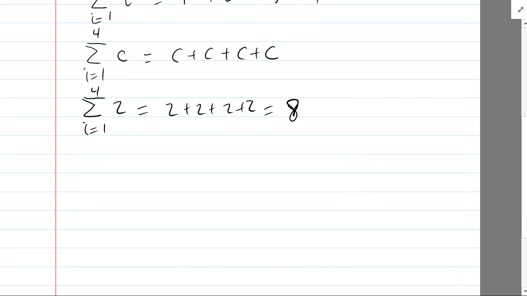And the other thing is, what if I say I equals 1 to 4 of C sub I? That means C is dependent on I. We don't know what it is, but is that going to be whatever C1 is, plus C2 plus C3 plus C4? Is that like our X's, our X1, X2, X3, X4? Yeah, it's just like that. Same concept.